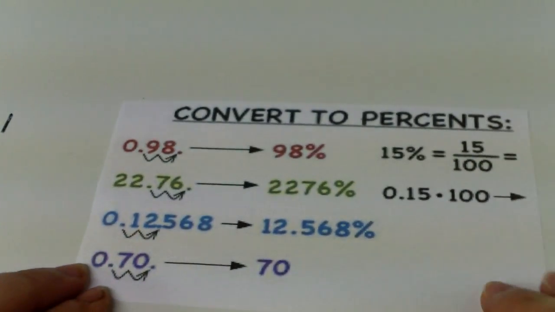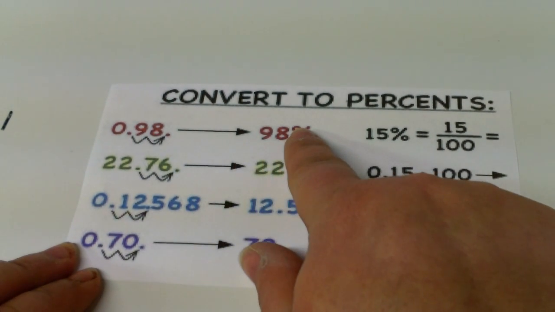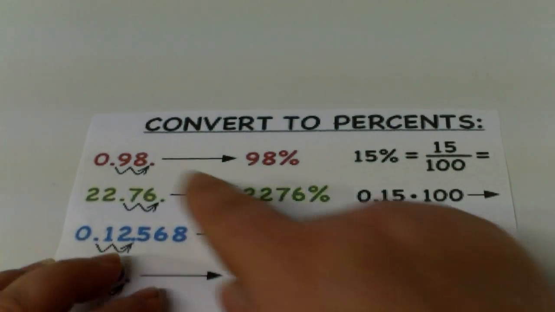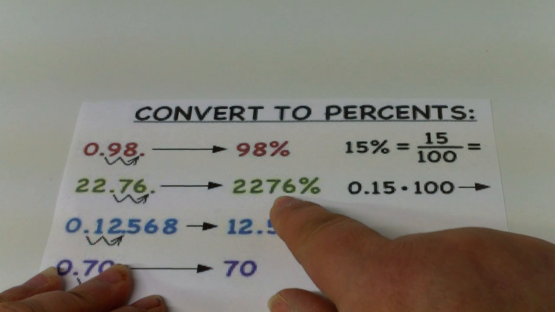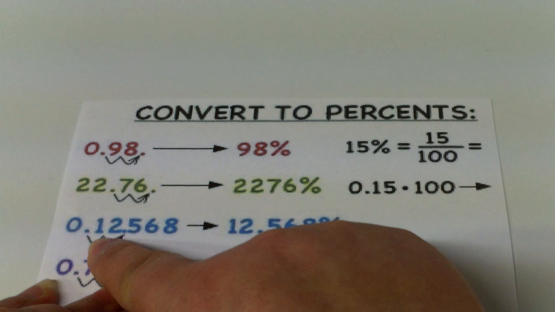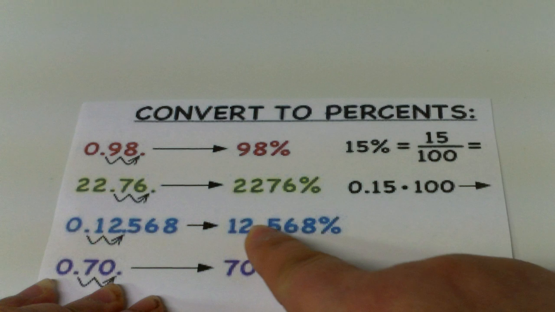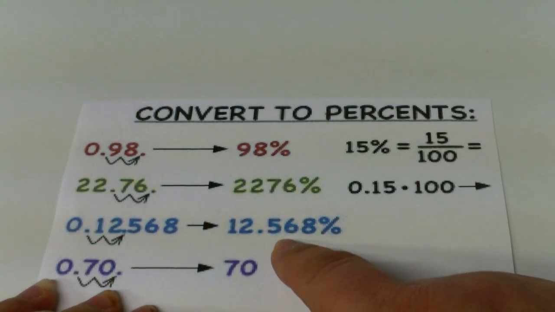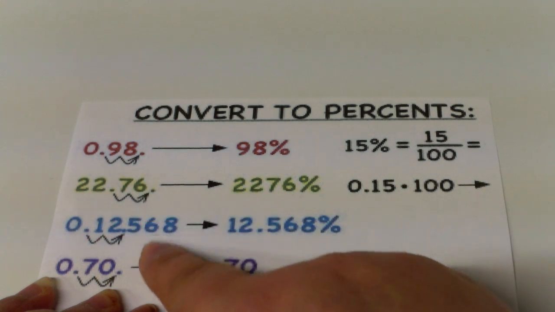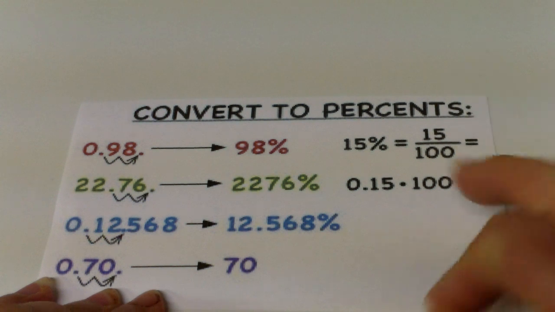Let's take a look at some here. Convert to percents. Again, 0.98, 98%. It moves 2 spots. 22.76, wow. Move 2 spots. That's going to be 2,276%. Even if it can be, like in this case, you see 0.12568, it moves 2 spots. That's equivalent to 12.568%. So again, whether they are bigger than 100%, smaller than 100%, anywhere in between, you got it covered.